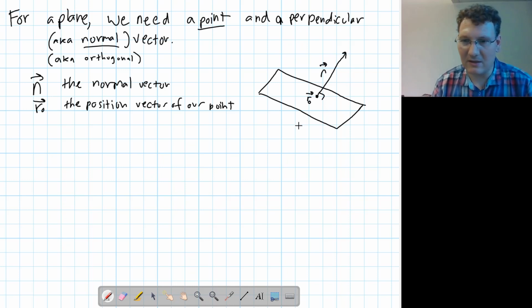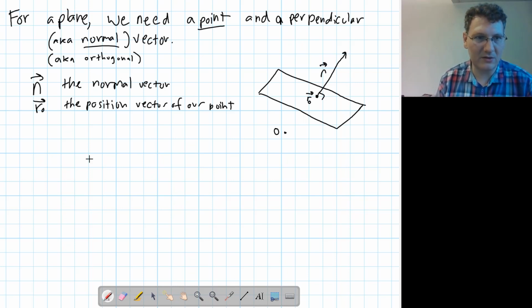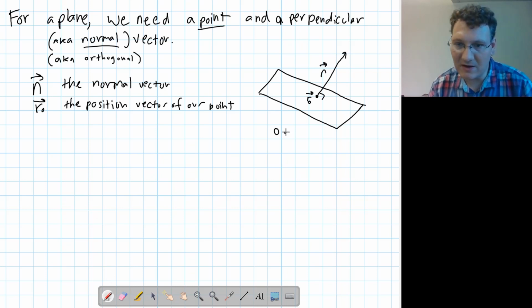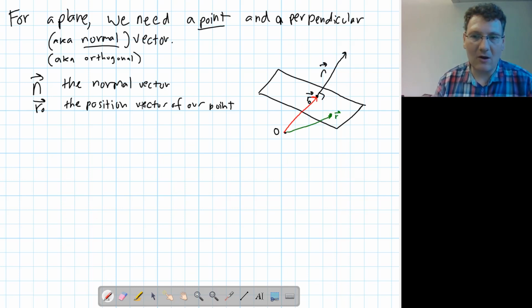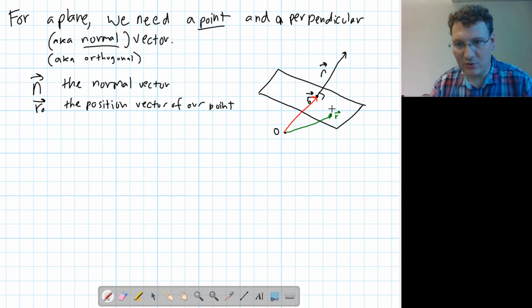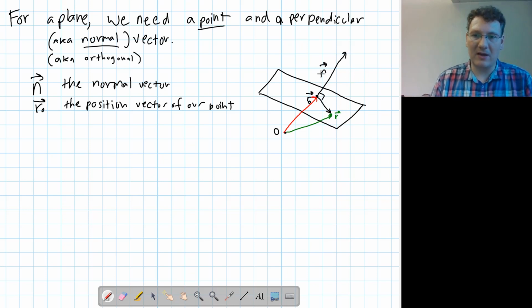To understand this, let's have the origin here. I'm going to draw the position vector going to r0. And any arbitrary point on the plane will be vector r. If we were to draw the vector from r0 to r, any point from r0 to any point r on the plane, what we're going to be creating is a right angle with the vector n.